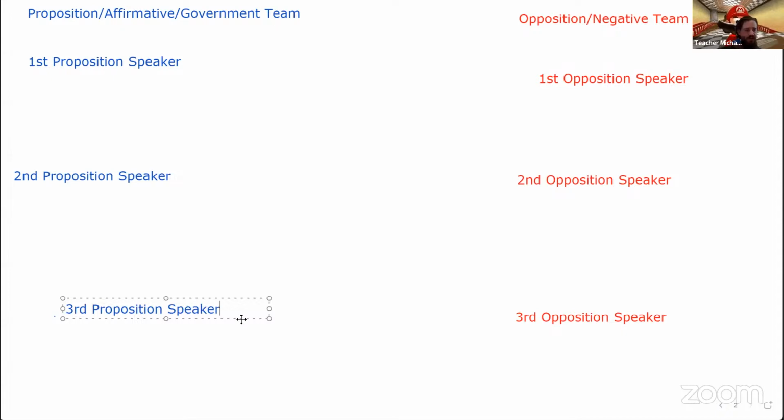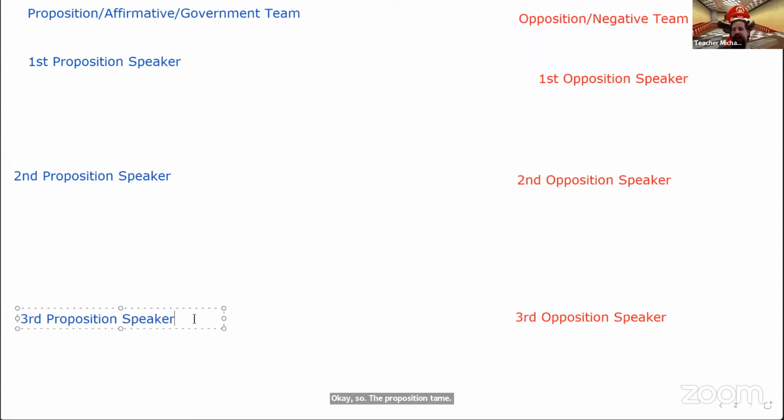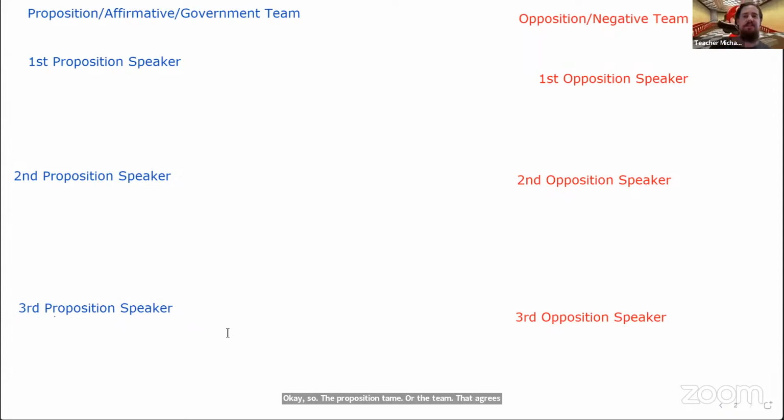Okay, so the proposition team, or the team that agrees with the topic, I've marked them in blue, and the opposition team, or the team that disagrees with the topic, I've marked in red.